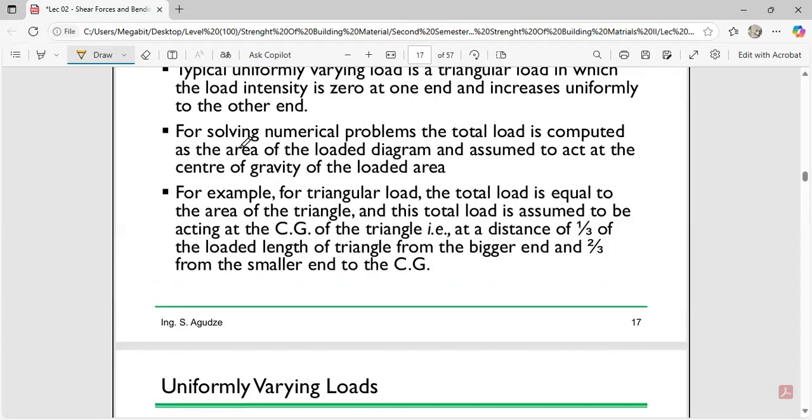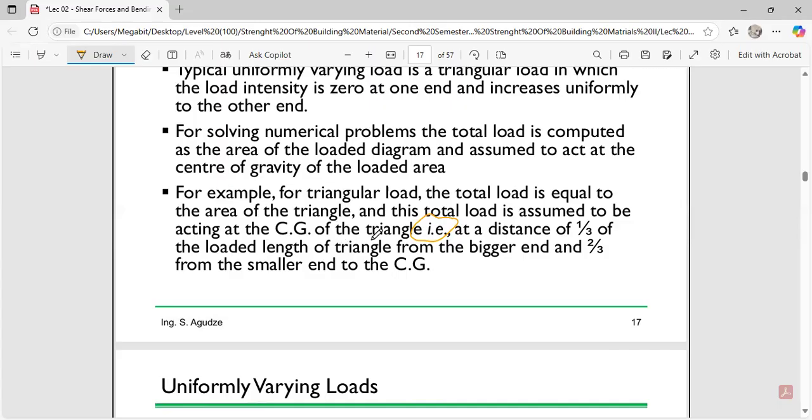For example, for triangular load, the total load is equal to the area of the triangle, and this total load is assumed to be acting at the center of gravity of the triangle. That is at a distance of one third of the loaded length of the triangle from the bigger end and 2/3 from the smaller end of the center of gravity. Please, my people, don't get confused with this statement.